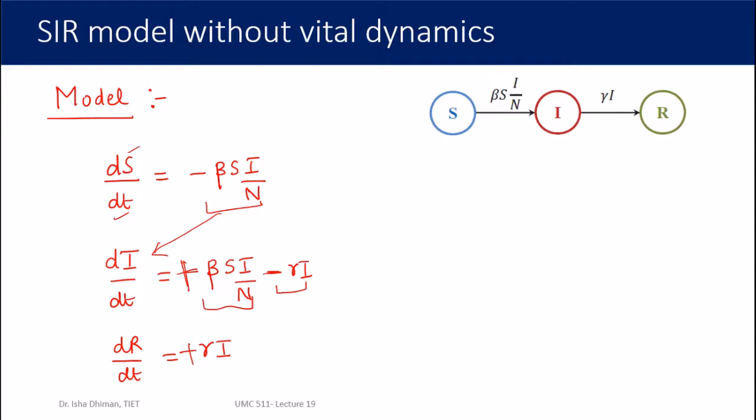So this is not only true for the SIR model, even if you will be studying some generalization of this model, this has to be there. This has to be satisfied, that the right hand side should add up to 0.